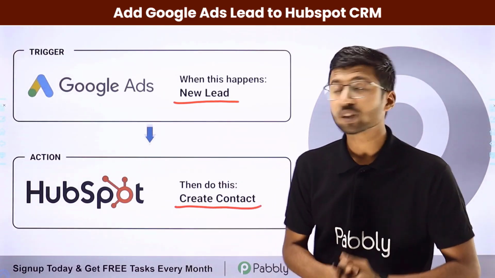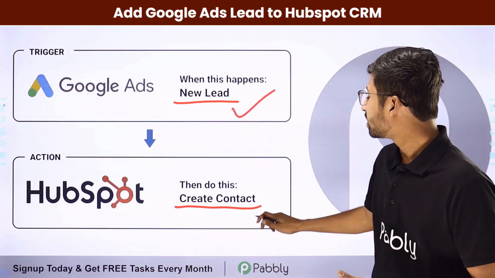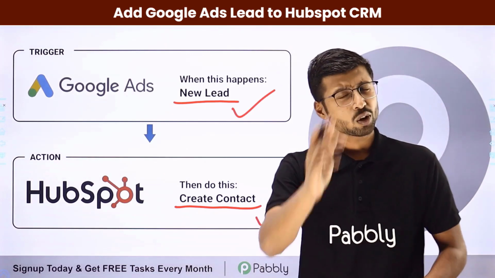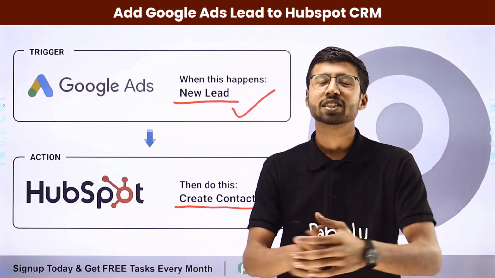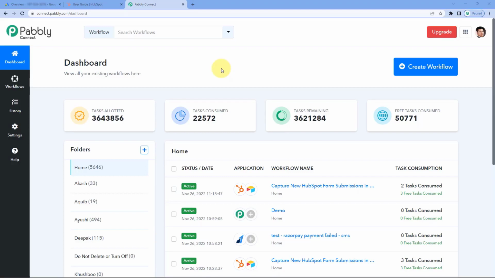So the trigger of this automation will be getting a new lead in a Google Ads campaign. The action will be adding those same leads as new contacts in HubSpot. Now how can you set up this automation? To know this, you have to come with me to my screen. So as you can see, here we are on Pabbly Connect's dashboard.